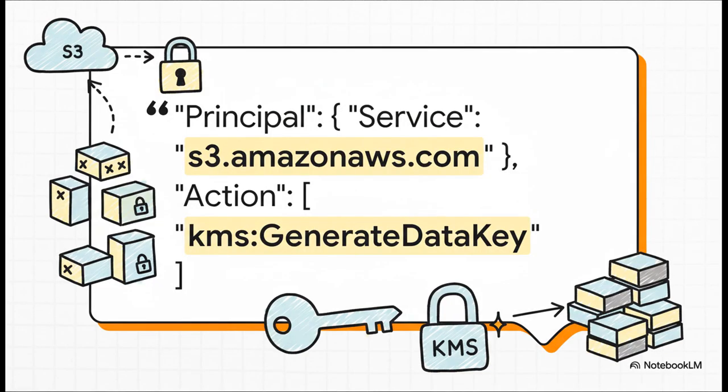And this is the critical piece of that policy statement. You're identifying the principal, that's the entity getting the permission, as the S3 service, and the action you're allowing is kms:GenerateDataKey. This basically lets S3 use your main key to create a unique data key just for encrypting your inventory report. Without this, the whole process will fail.